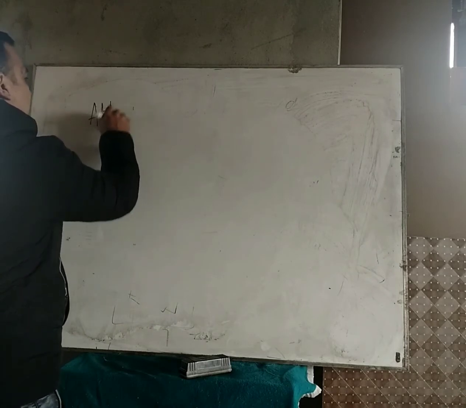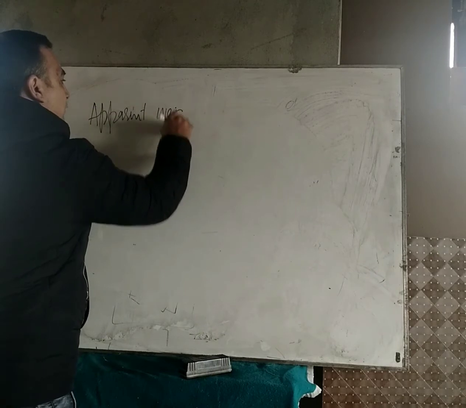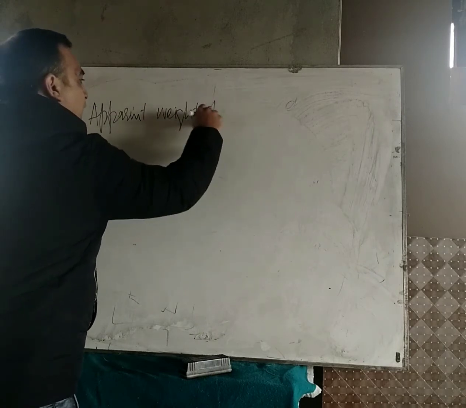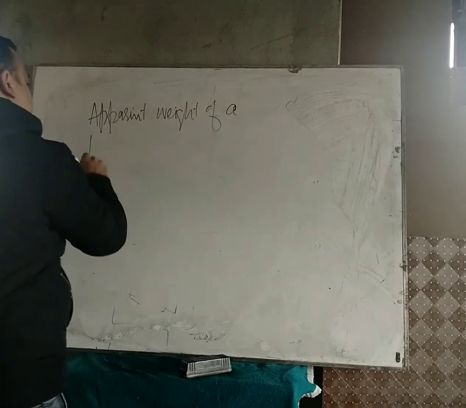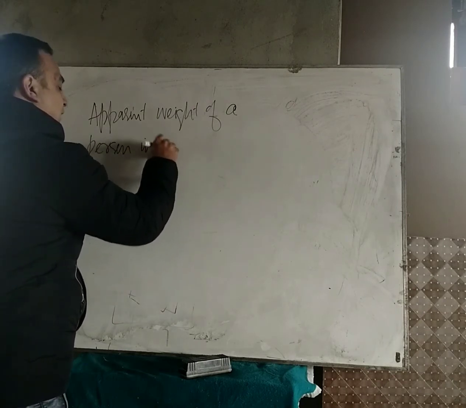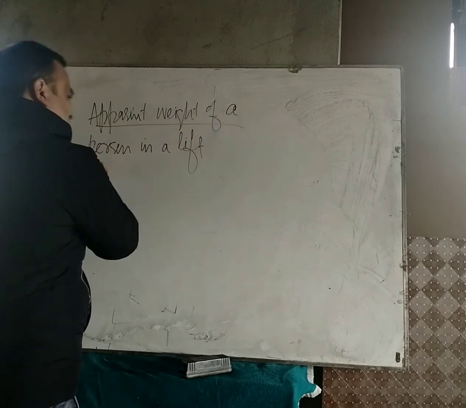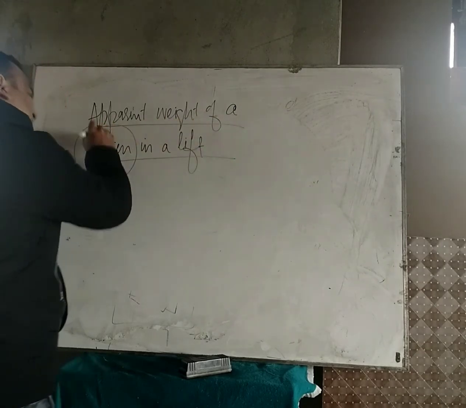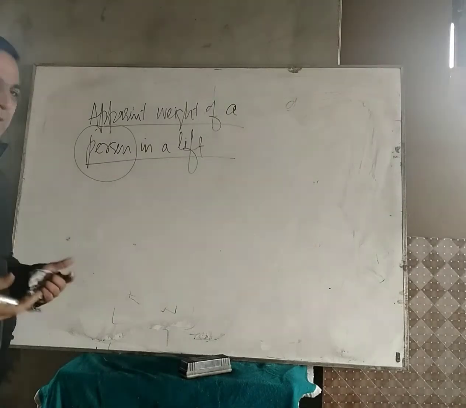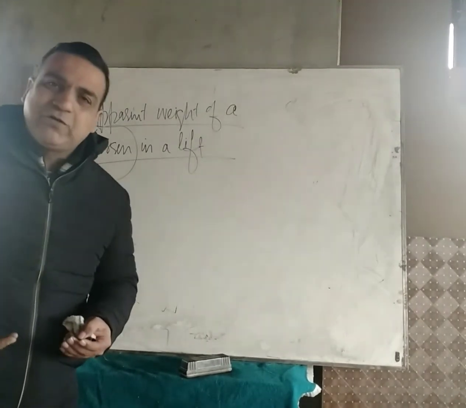Apparent weight of a person in a lift. It's not essential that it be a person, it may be anything which is on a spring balance, because a spring balance will give us the measure of the weight.